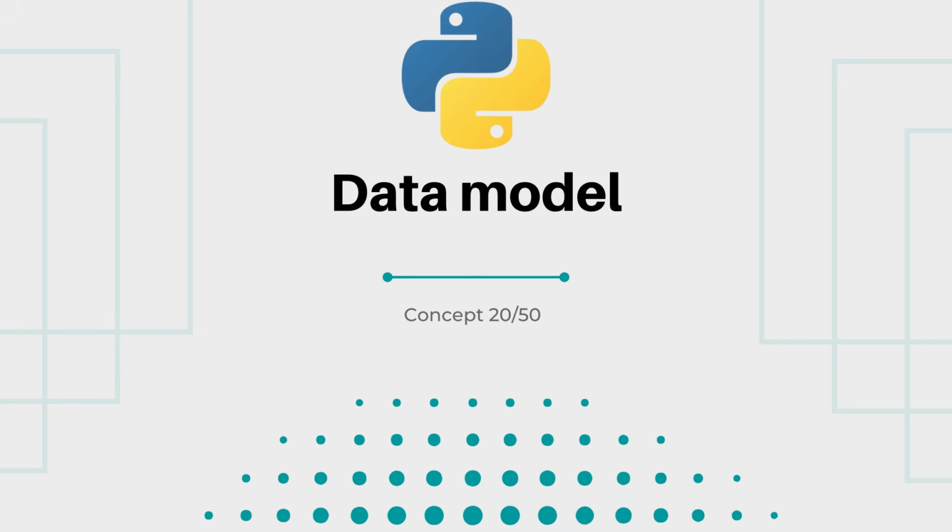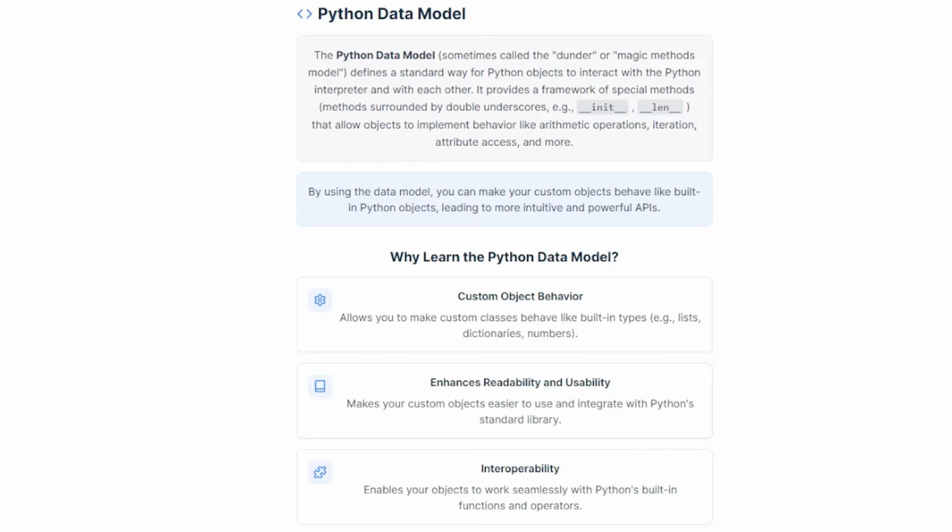The Python data model. The Python data model, oftentimes called the Dunder or magic methods model, defines the standard way for Python objects to interact with the Python interpreter and with each other. This provides a framework of special methods, which are surrounded by double underscores like init and len, which allows objects to implement behavior like arithmetic operations, iteration, attribute access, and more.